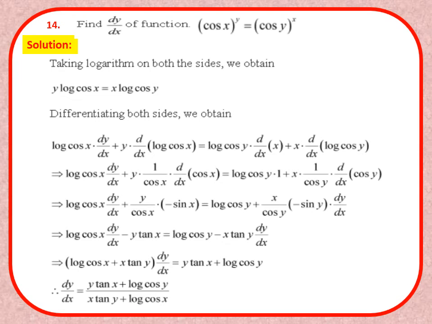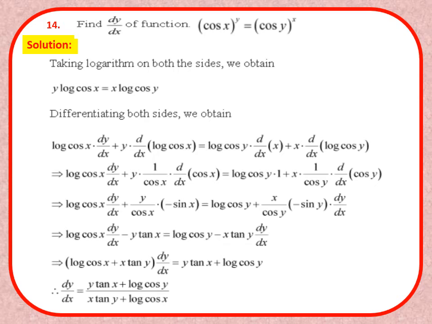Next is question number 14. Find the dy upon dx of the function cos x power y equals cos y power x. As you can see, we have variables in the exponent, so taking log of both sides, we get y log of cos x equals x log of cos y. So differentiating both sides, we have to apply the product rule on both the RHS and LHS.